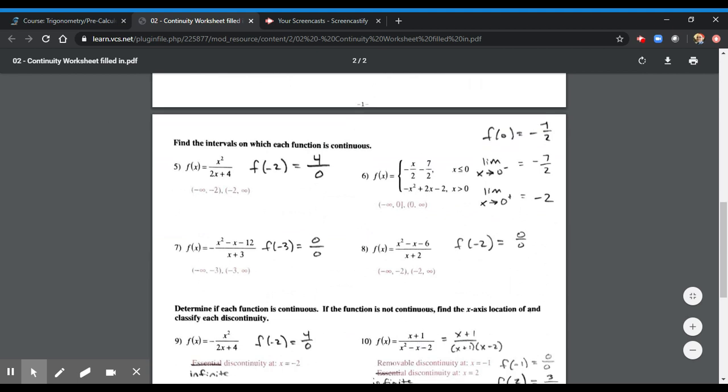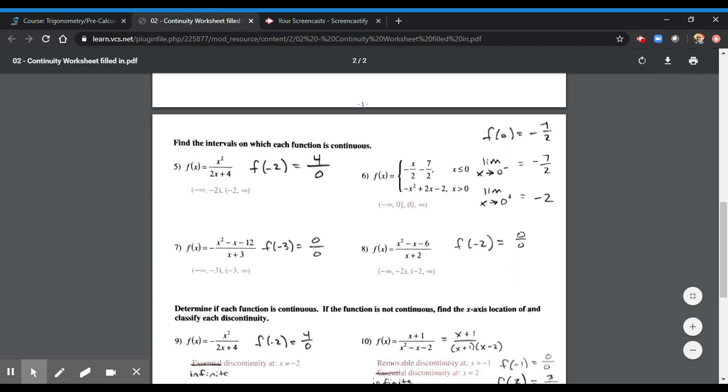All right, find the intervals on which the function is continuous. So we don't need to graph these. We could if we wanted to, but let's take a look. f of x equals x squared divided by 2x plus 4. Well, f of -2 would tell me that I have 4 over 0, so it would not be continuous. There'd be a hole in the graph there. So negative infinity to -2, and then from -2 to positive infinity.